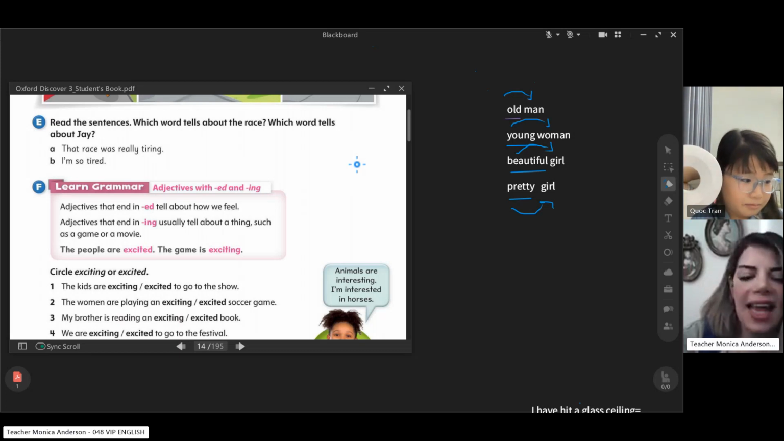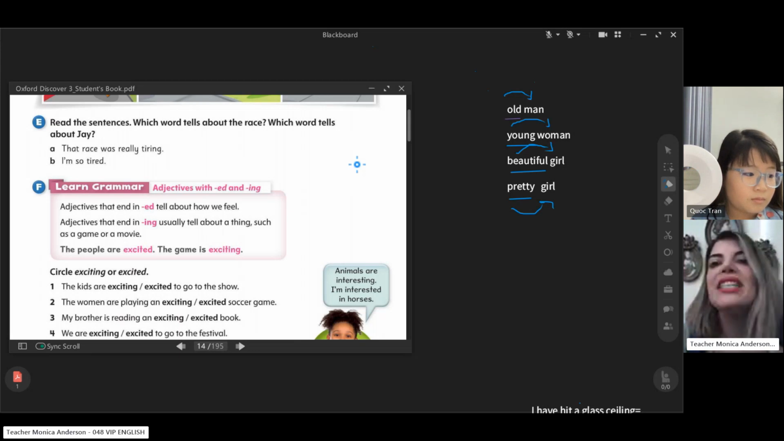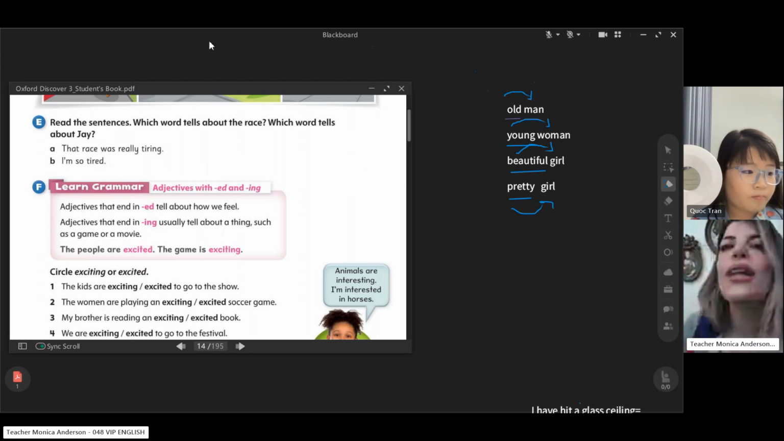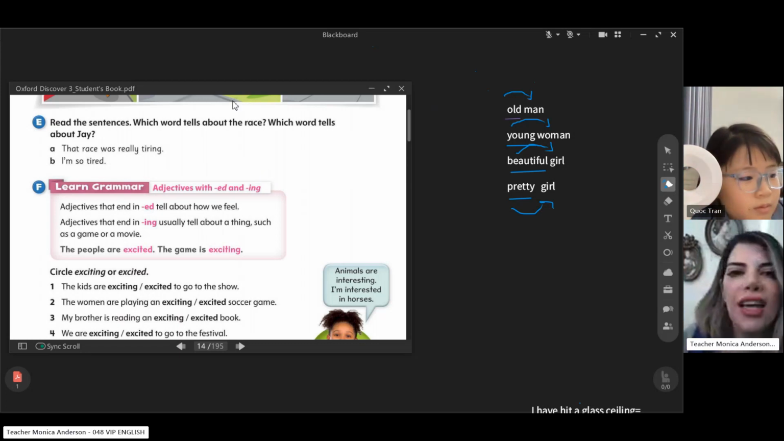Okay. Well, as you can see, these words describe another word, another noun, so they are adjectives. But we have different adjectives. Now we're going to learn two types of adjectives.